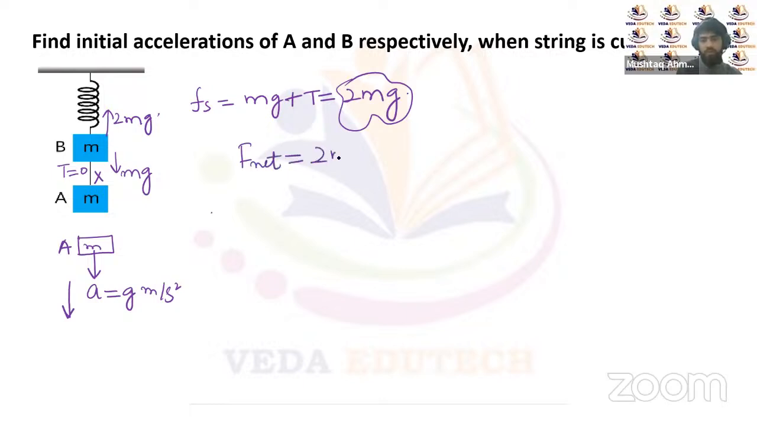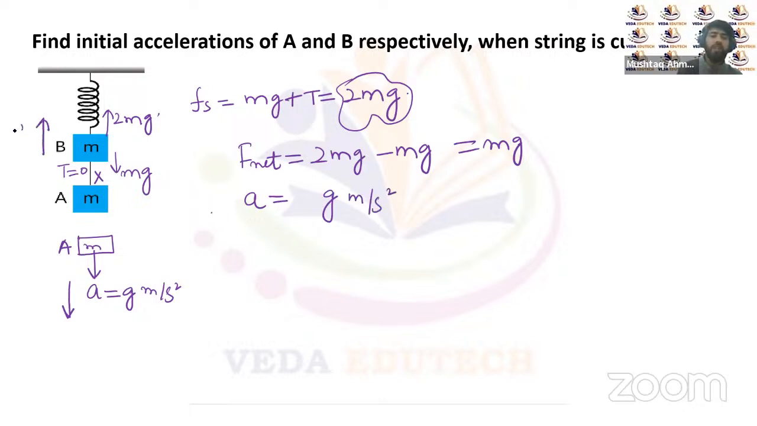So the net force on this block now will be F net equal to 2 mg minus mg, that will be equal to mg. So the acceleration of this block will be equal to g meter per second square, but this acceleration will be in the upward direction. It means that both the blocks will move with the acceleration of g, but the block A will move downwards with acceleration equal to g, and the block B will move upwards with the acceleration equal to g, right?